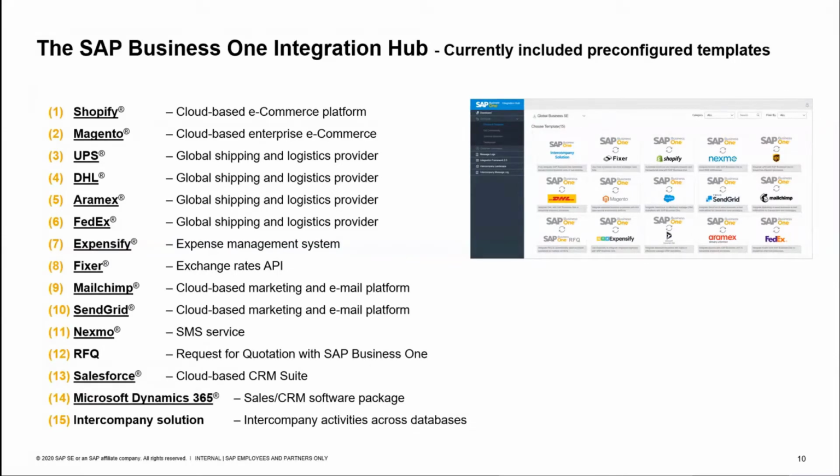We can use the MailChimp or the SendGrid for marketing and emailing purposes. We can use the Nexmo for SMS service, and we have there also the request for quotation for SAP Business One. This is included there, and now it's much more easier to deploy and make it run for your customers.